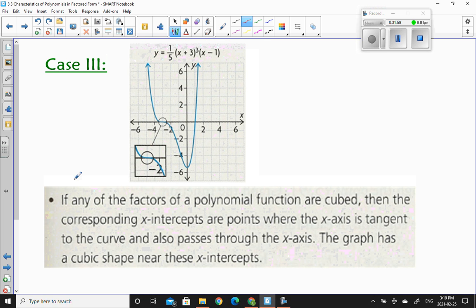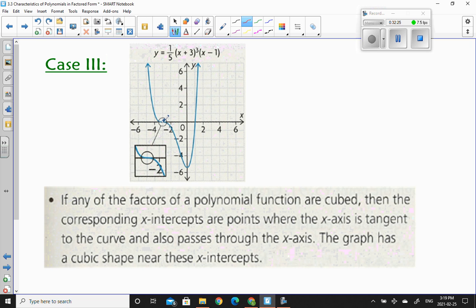Third case, y equals 1/5 (x + 3) cubed times (x - 1). The degree is 4. It's a positive leading coefficient, so it has to go from quadrant 2 to quadrant 1. The 0, which is x equal to -3, has an order of 3, so it's going to have a cubic nature at x equal to -3. The order of this factor is 1, so it's going to have a linear nature at x equals 1.